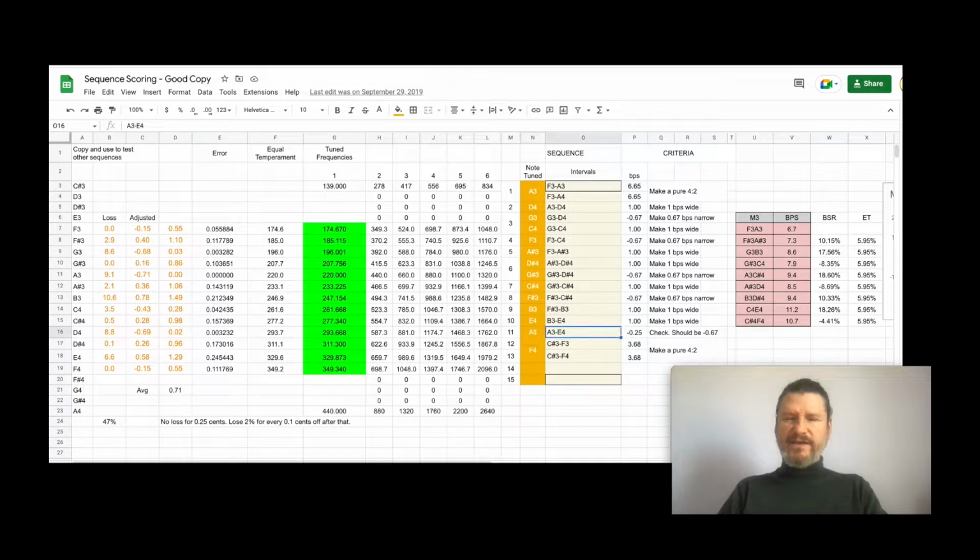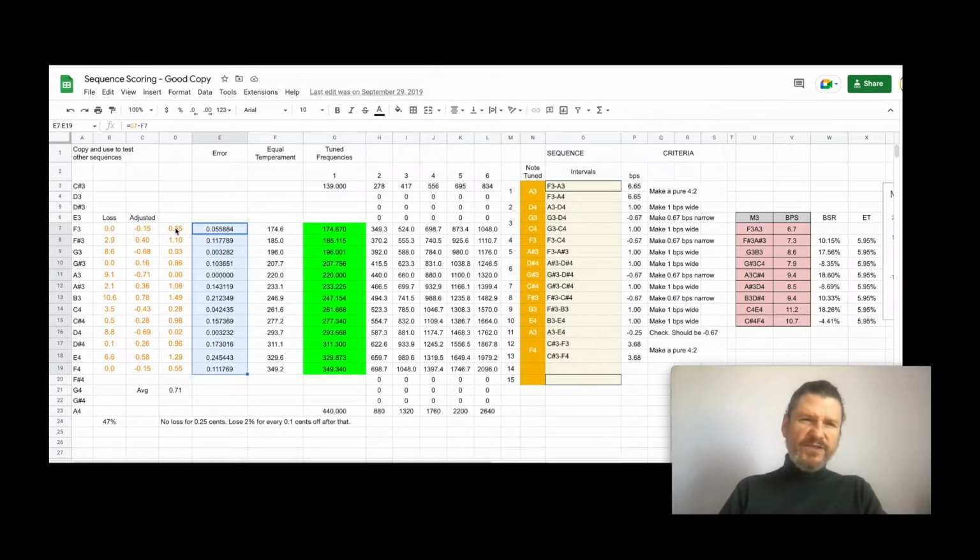Except when we got to the end here, the last fifth should fit, right? It should be about 0.67 beats narrow. This one was 0.25. That's not a big deal. All the octaves were tuned as pure 4/2s because with no inharmonicity, that is the best size. And so then these frequencies were compared to the actual correct equal tempered frequencies, which produced an error.